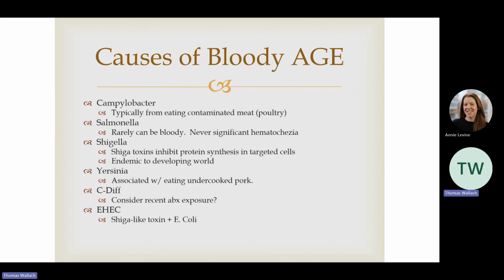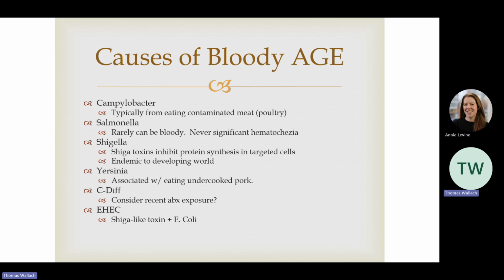Now, it's worth noting what causes bloody diarrhea or bloody gastroenteritis, because these are the ones that you might think about actually doing something for. In general, with every kind of gastroenteritis, what you're going to do is supportive care because anything you do is likely to make it worse or create side effects that are essentially the same as the disease. So, for the most part, you're not going to touch anything.